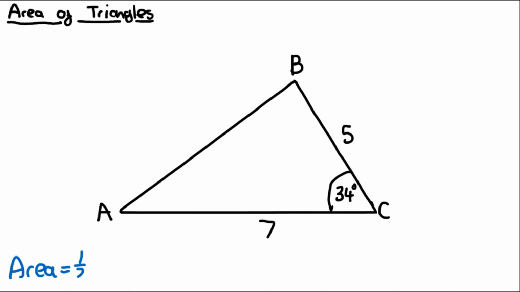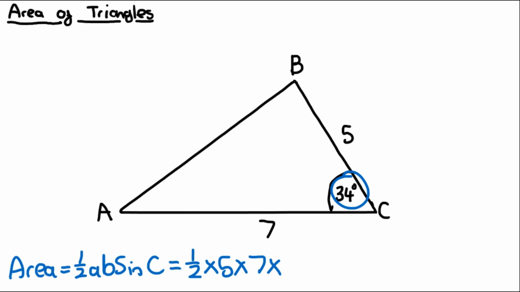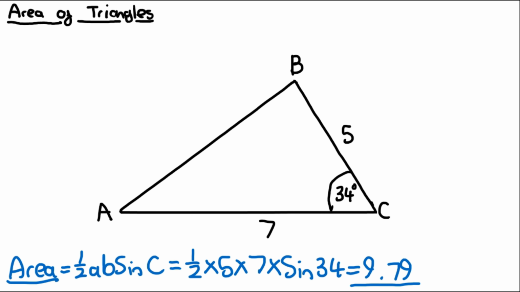So the area of this triangle is going to be half ab sin C. So it's going to be two sides and the angle in between. So it's going to be half, remember the half, don't forget that, times one of the sides, 5, times another one of the sides, 7, and then it has to be the angle in between, so times sin 34, and if you put that into a calculator, it is equal to 9.79, and that is the area of this triangle.